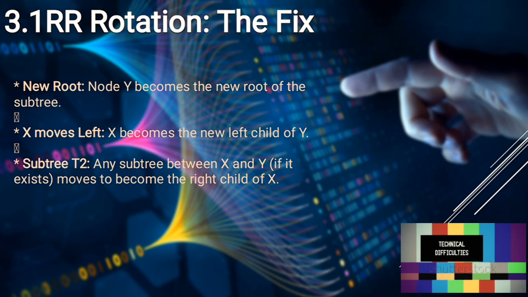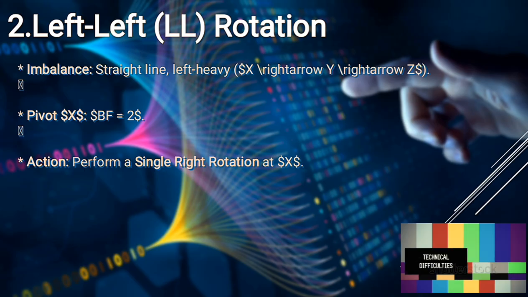So, to fix this RR imbalance, we perform a single left rotation on the pivot. The pivot's right child, let's call it Y, becomes the new root. The pivot X becomes the left child of Y. This straightens the tree and rebalances the BFs. And the second rotation is left rotation.